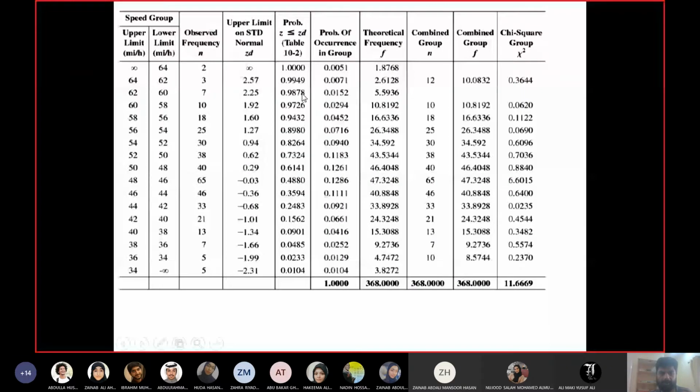Okay. So after you take the minus, you should be getting... where is it? 0.3594. Okay. So the first one is 0.4880, and the second one for minus 0.36 is 0.3594. Okay. Then, these probabilities in the Z table are cumulative probabilities.